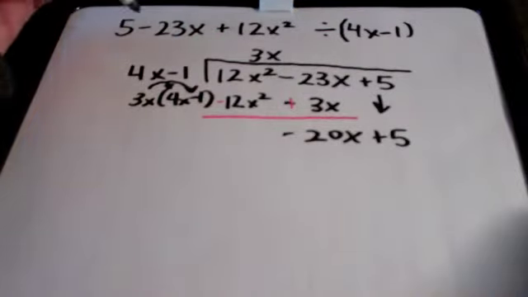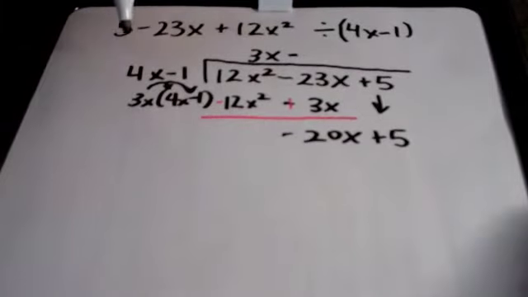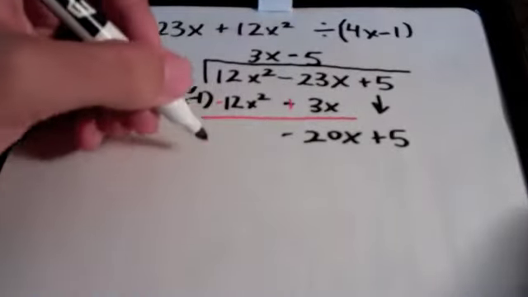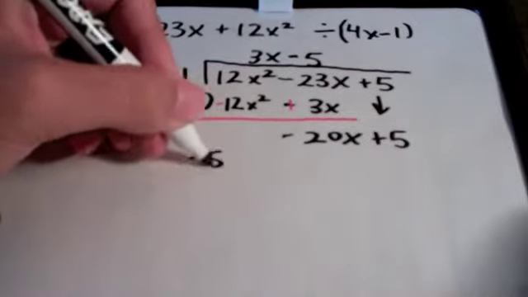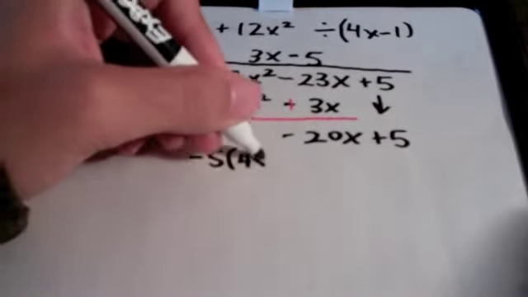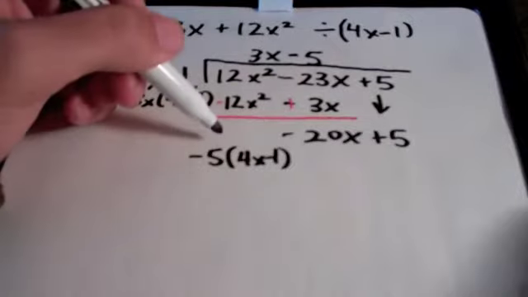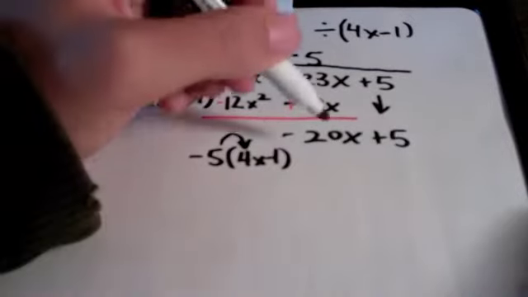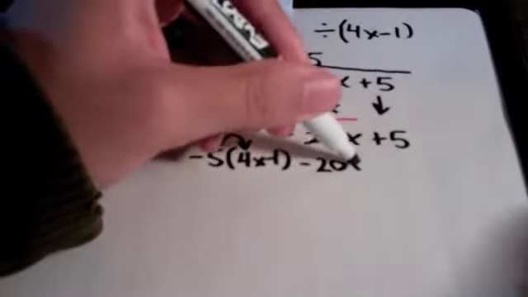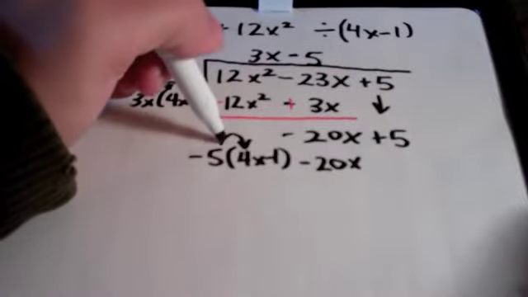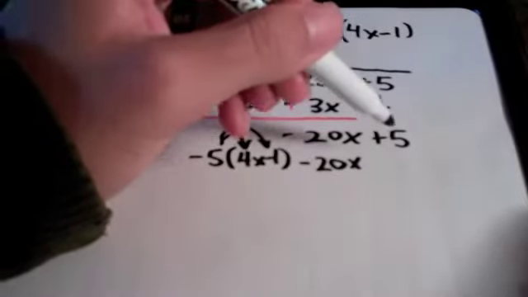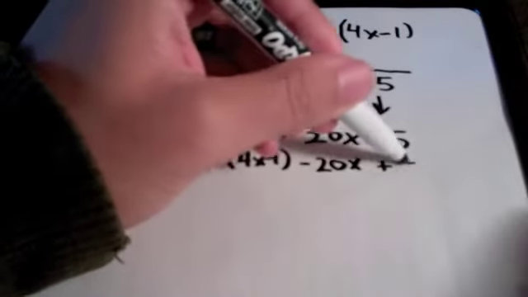And so it's going to have to be a negative number since this is negative, so it'll be minus. And 5 times 4x will be 20, so negative 5 times 4x will be negative 20. So this should be minus 5. Over here we'll put our negative 5, 4x minus 1. Use the distributive property. Negative 5 times 4x is negative 20x. And negative 5 times negative 1 is actually going to be positive 5.